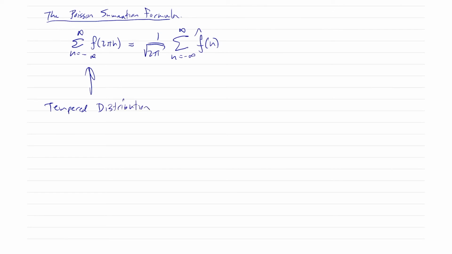So this is the tempered distribution that comes from the sum of these delta functions at 2 pi n. All right, or if you'd like, they're at say x minus 2 pi n, n equals negative infinity to infinity, and it's called the Dirac comb.